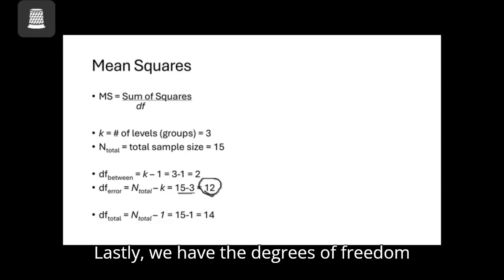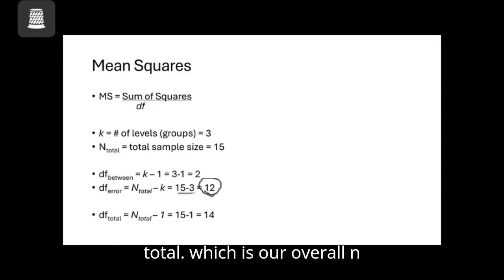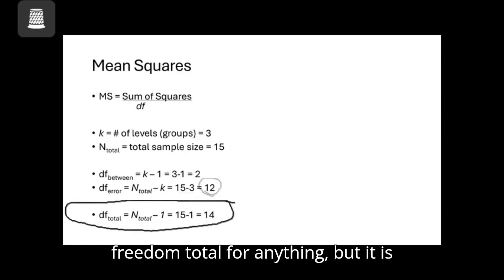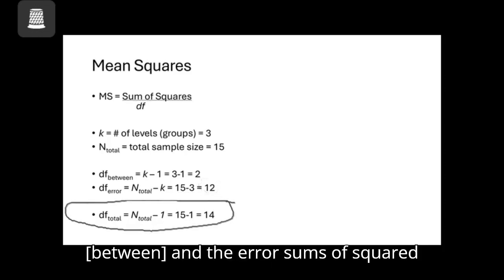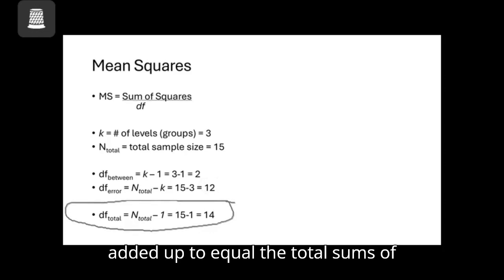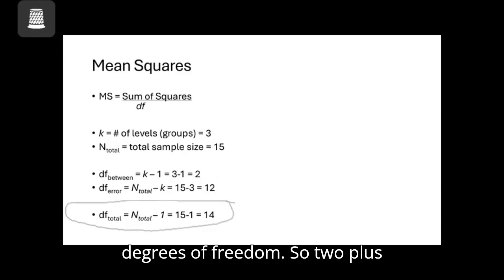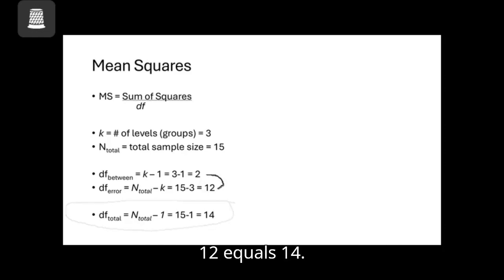Lastly, we have the degrees of freedom total, which is our overall n minus 1. You really don't use the degrees of freedom total for anything, but it is useful because just like how the treatment and the error sums of squares added up to equal the total sums of squares, the same thing is true for the degrees of freedom. So 2 plus 12 equals 14.